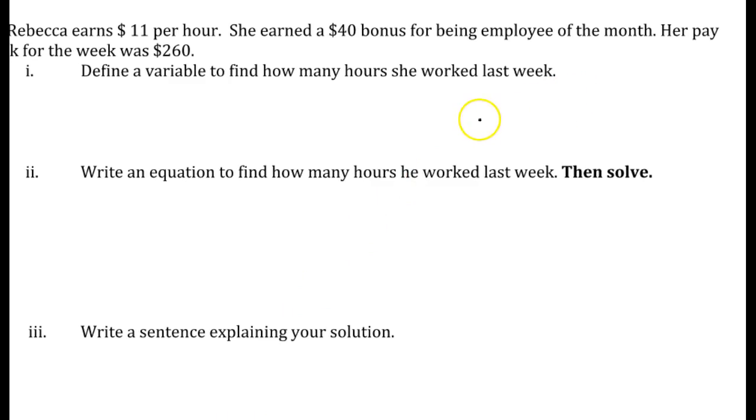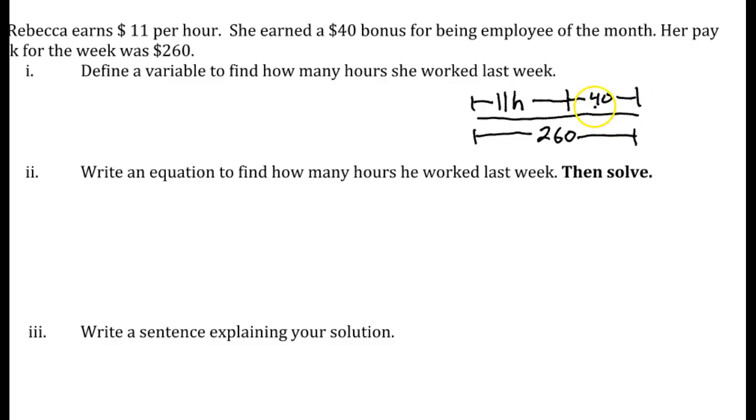I'd like to draw a picture to see what I'm doing. I know she made $260 total, so the $260 consists of making $11 per hour. I'm going to call that 11H for some amount, but then also a $40 bonus. So a little bit of that 260 consists of just a $40 bonus. What I'm trying to find is H, how many hours she worked. I'm going to call that hours worked.